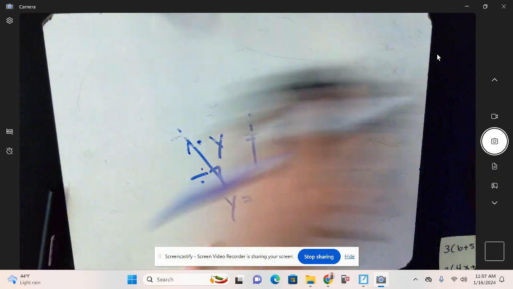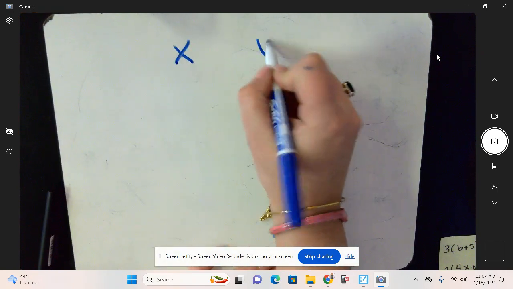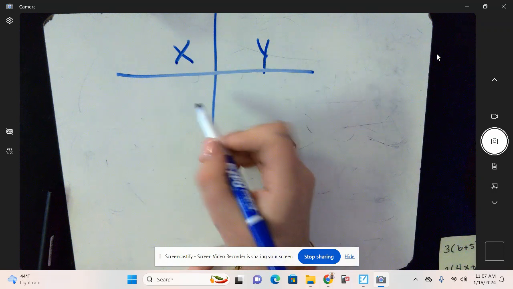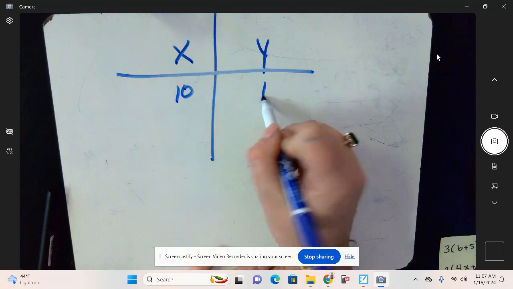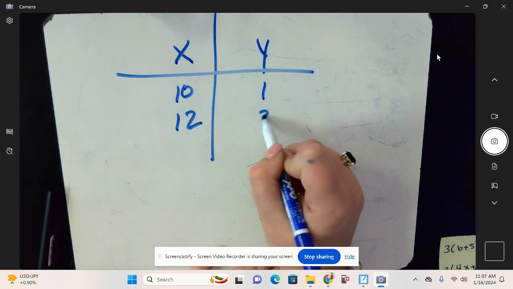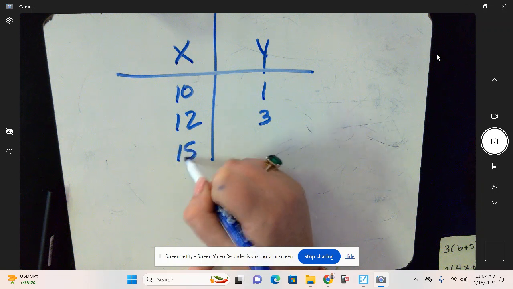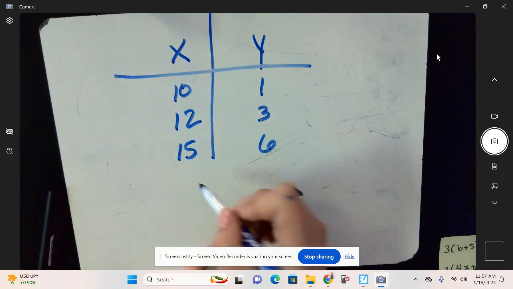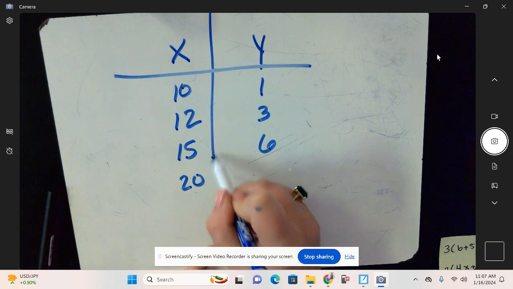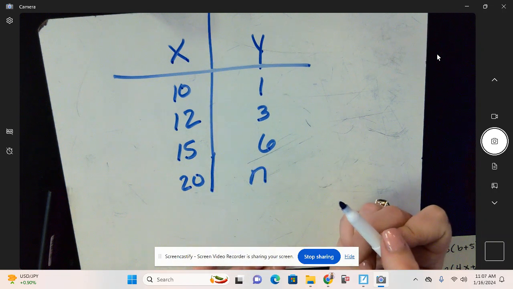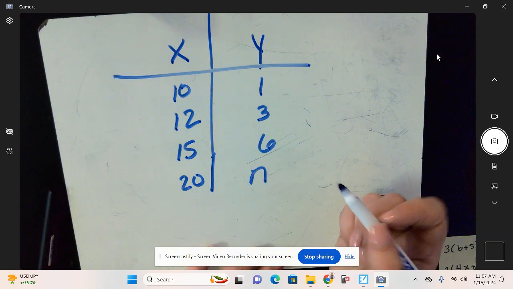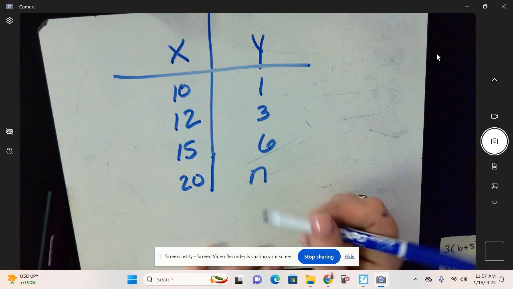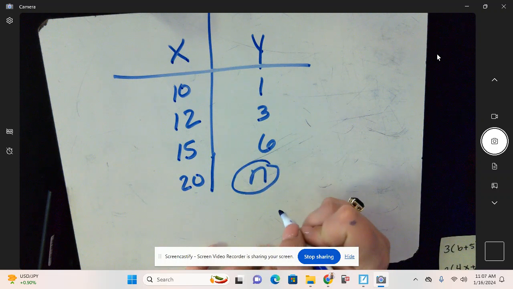Number 7 has an X and Y table, and we have 10, that becomes a 1. 12 becomes a 3. 15 becomes a 6. And 20 becomes an N. It wants us to find the rule first so that we can solve for N.